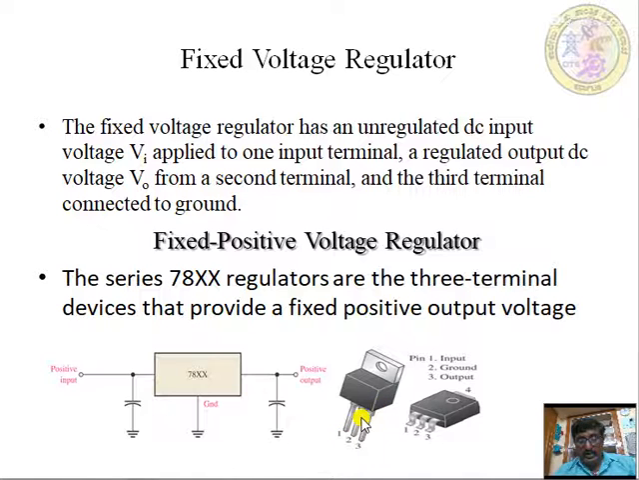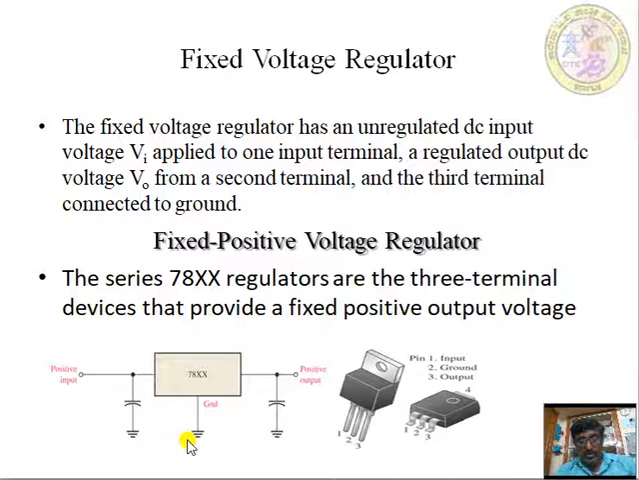The numbers are represented here. So 1 represents the input, 2 represents the ground, and 3 represents the output. This is the internal structure of the 78XX series. Positive input, ground, positive output.